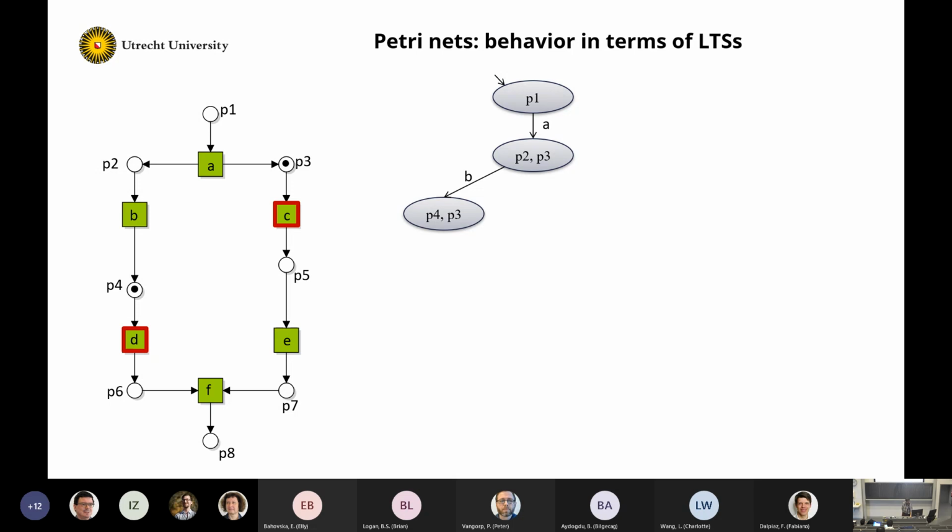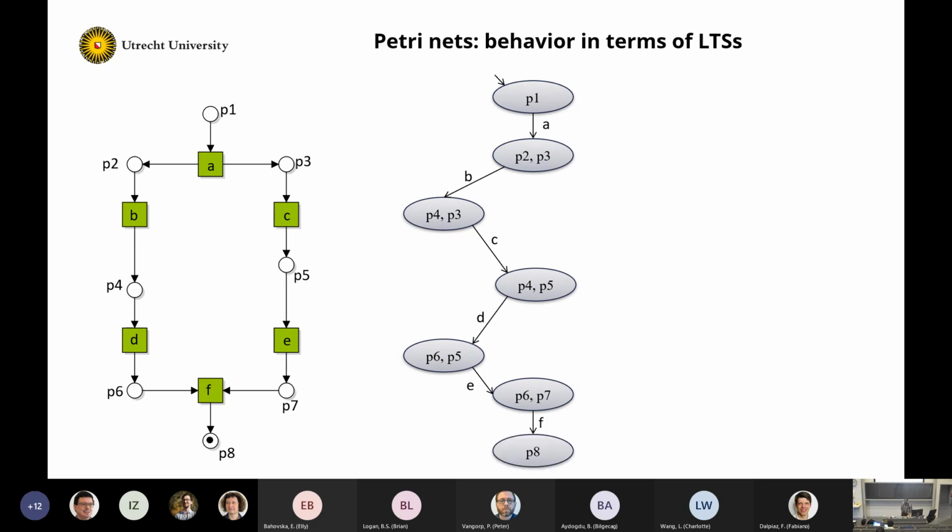Then transition C could fire. It gives us state P4, P5. Then transition D could fire. That gives us state P6, P5. Transition F is not yet enabled because a token in P7 is missing. If transition E fires, we have P6, P7. And well, then transition F is enabled, so it gives us state P8. And of course, this is not the whole model. If you really look carefully, then there were 2 transitions enabled in the beginning. So we could finalize the model. So we could have also chosen to have transition C fired, giving state P2, P5.